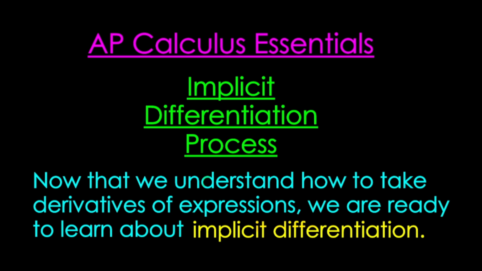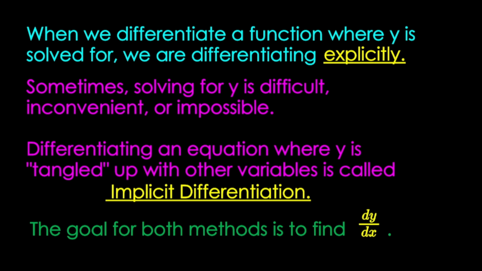Welcome back. Now that we understand how to take derivatives of expressions, we're ready to learn about implicit differentiation. When we differentiate a function where y is solved for, we are differentiating explicitly. Sometimes solving for y is difficult, inconvenient, or impossible. So differentiating an equation where y is tangled up with other variables is called implicit differentiation.